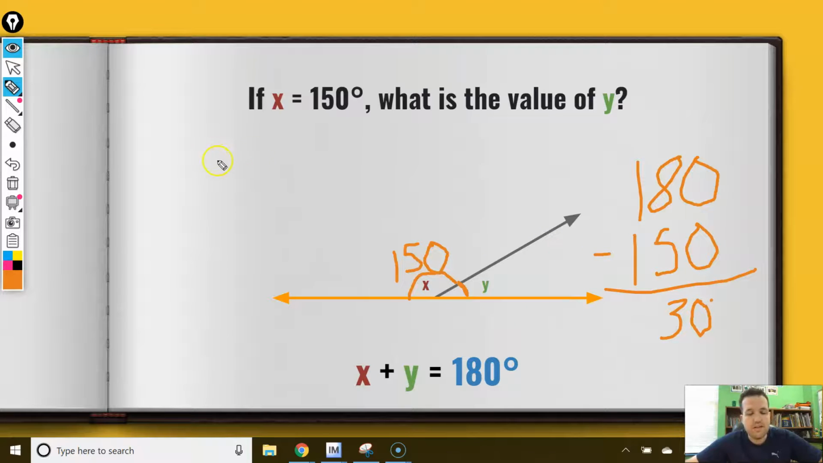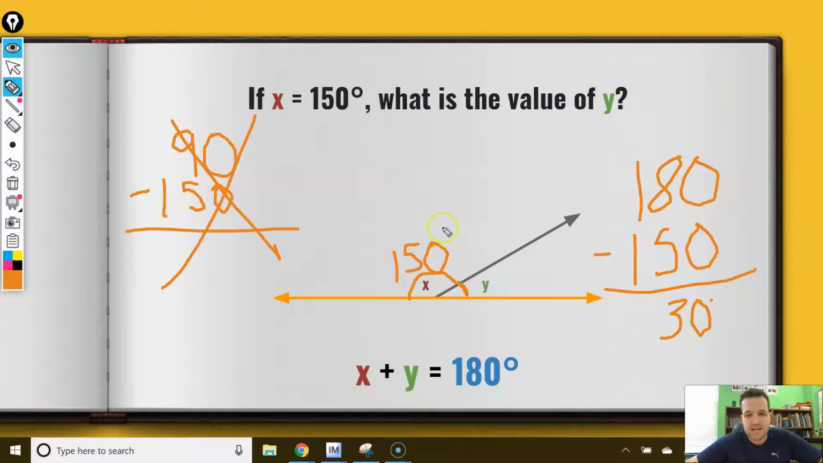If you're thinking it's complementary, you would obviously find yourself in an error right away. 90 minus 150? Well, you can't do that, right? Because that's a larger number that you're taking away. So this is definitely not complementary because it's not a right angle. It's a straight angle, straight supplementary, right?